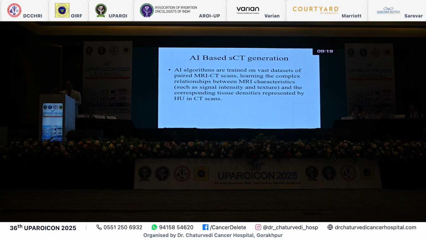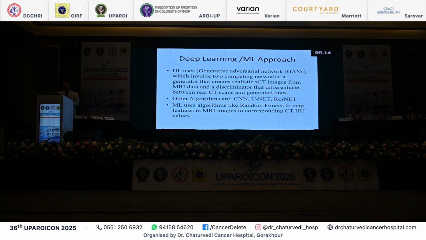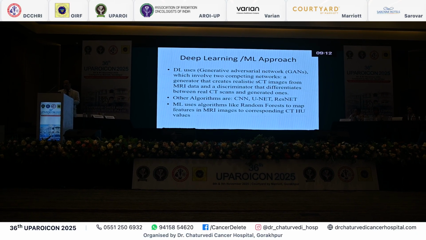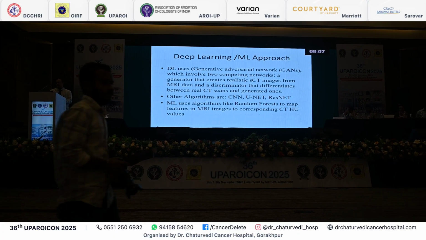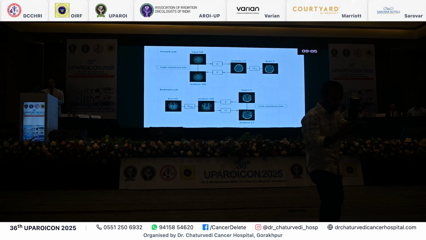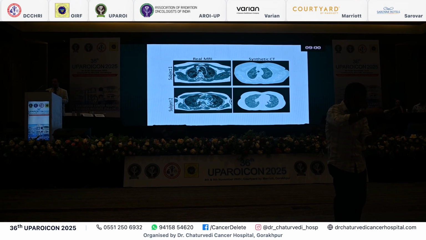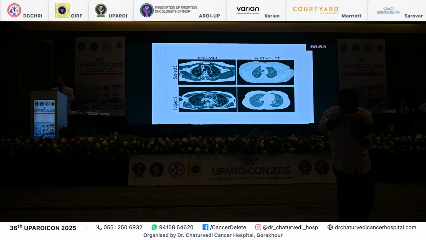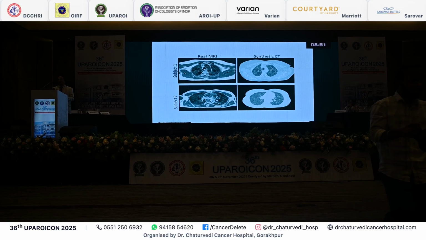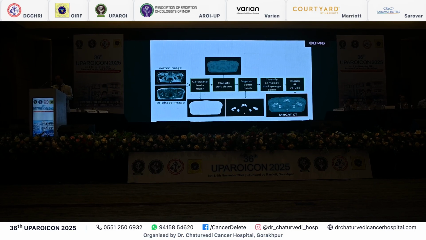Nowadays AI-based SCT generation has come. It uses deep learning methods like GAN, and the other algorithms are CNN, UNet, ResNet, and in ML we have random forest. Basically all these have their own limitations, which I think it is not possible to go into the details. So this is an MRI, and this is a synthetic CT generated from that MRI with the help of MRCAT software. So this is the whole process.